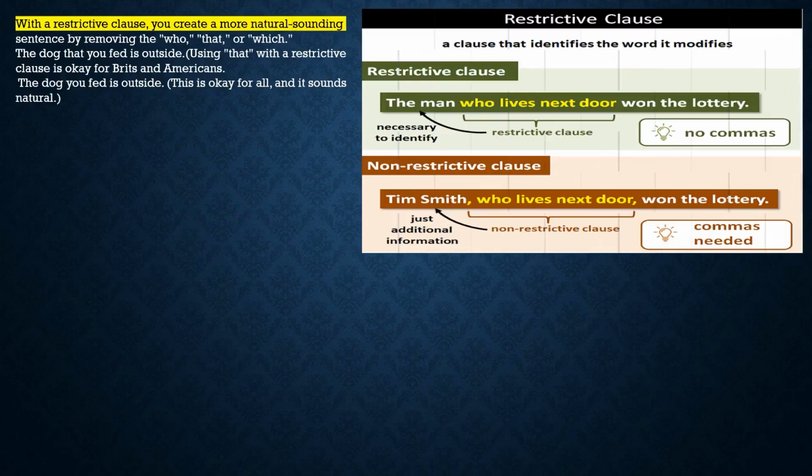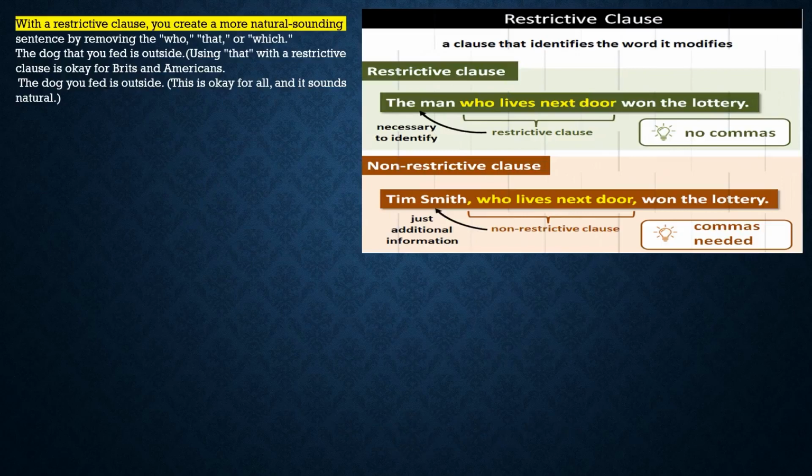A restrictive clause identifies the word it modifies. Restrictive clause: the man who lives next door won the lottery. This is necessary to identify the man. Here it is restricting or defining the man who has won the lottery as the one living next door. So, no commas. This is a restrictive clause.